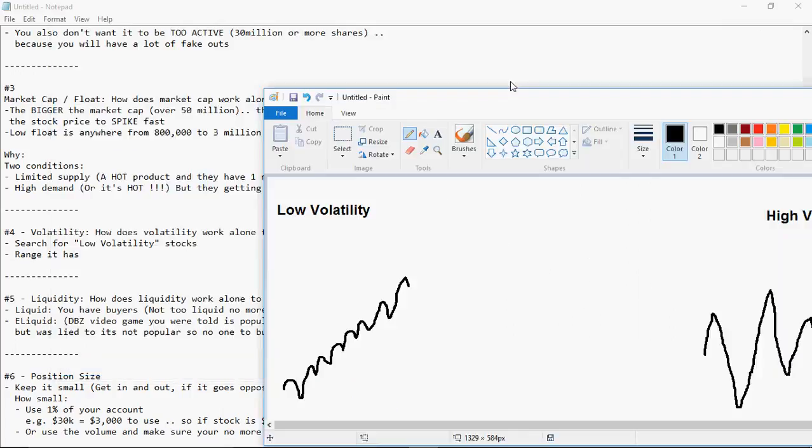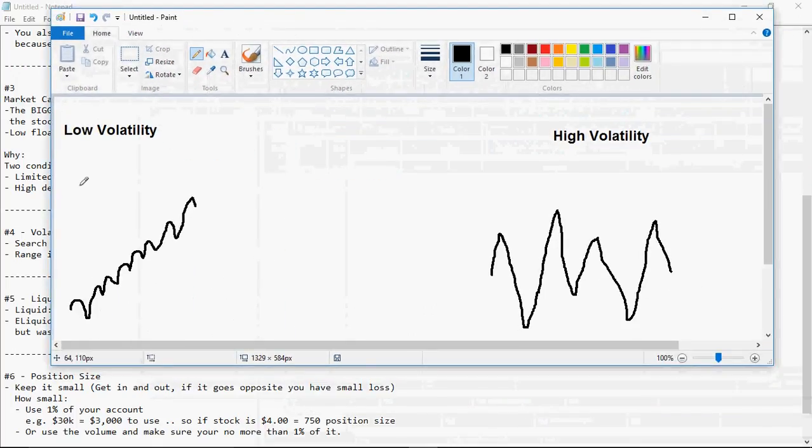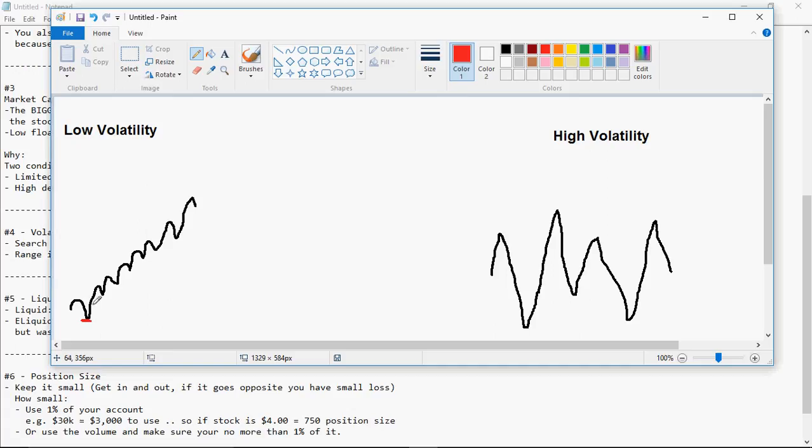You want stocks with low volatility. Here's why. If I could explain this clearly, if I was to enter here, what's happening with this? It's slowly going up. Or let's look at the dips. When it goes up, it does dip, but the dip is small. Then it goes up. The dip is small. It goes up. The dip is small. This is how low volatility works.